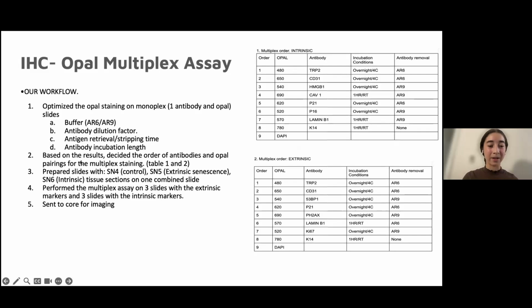And then we prepared the slides we're going to use for the multiplex with control skin constructs, extrinsic senescent skin constructs, and intrinsic skin constructs, all on one combined slide. And then we performed the multiplex assay on 3 slides with extrinsic markers and 3 slides with the intrinsic markers. That's a total of 6 slides plus 1 autofluorescent slide that we sent to the core for imaging.